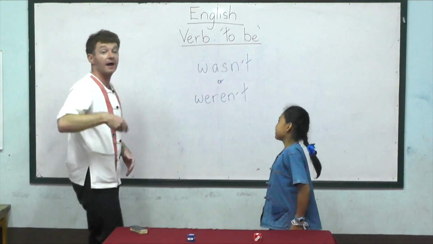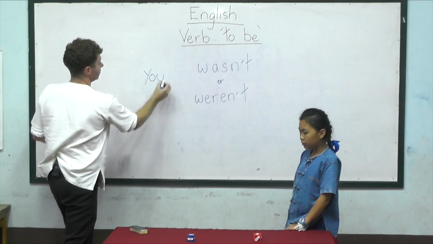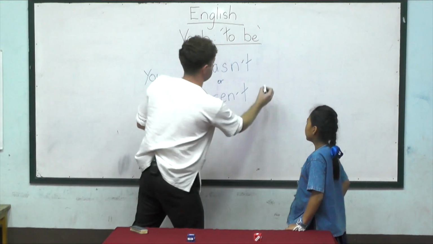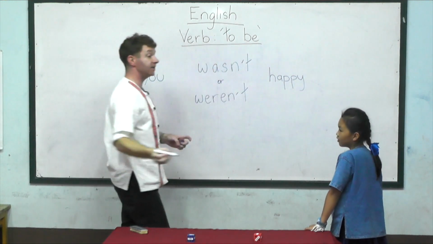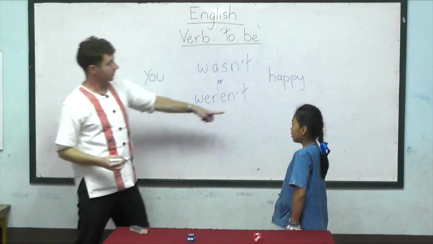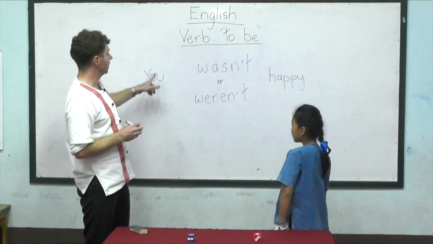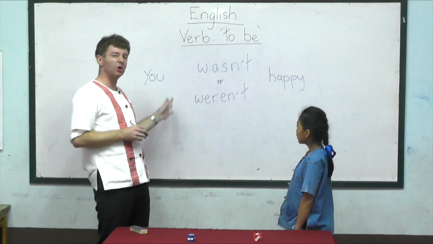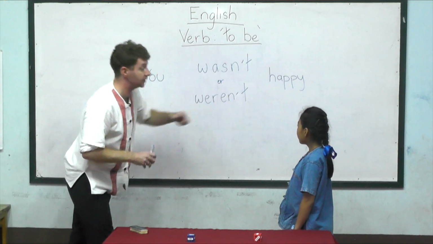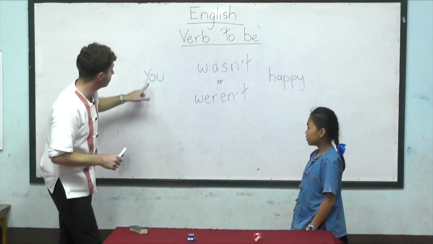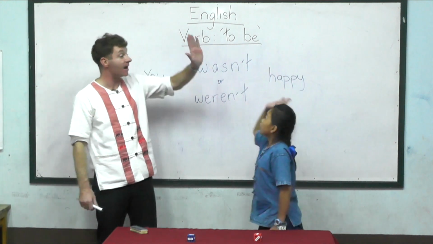Okay. You happy. How do we spell you, guys? Y-O-U. How do we spell happy? H-A-P-P-Y. So now, Nadia, you have your subject pronoun you. You have your adjective, happy. But what's the correct form of verb to be to use? Would we say you was not happy or you were not happy? You weren't happy. Remember, this lesson, negative form, you weren't happy. Excellent. Big high five and round of applause for Nadia.